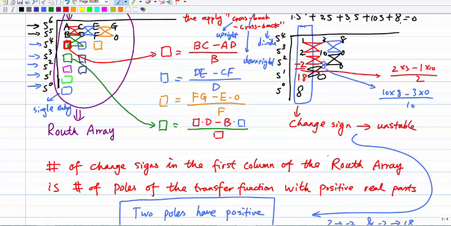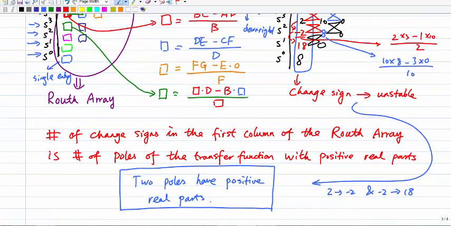Going from here to here doesn't change the sign. From 2 to -2, you change the sign, once. From -2 to 18, we change it again. From 18 to 8, doesn't change. So we have two changes.